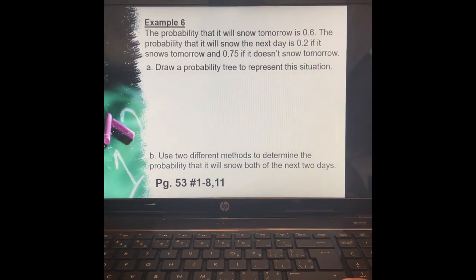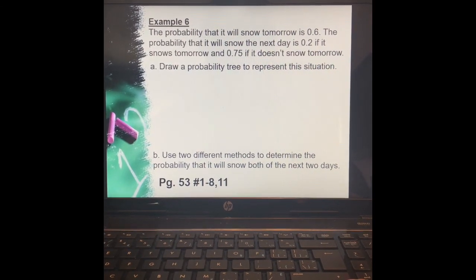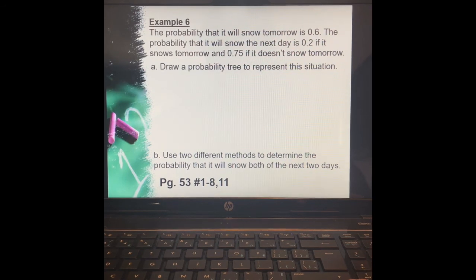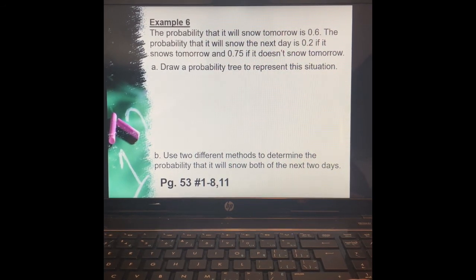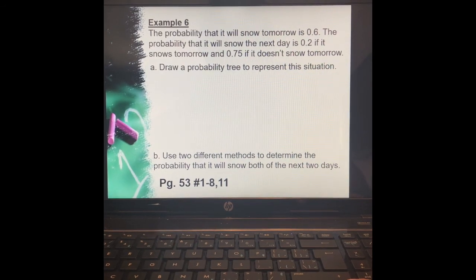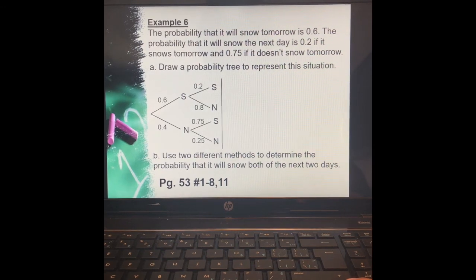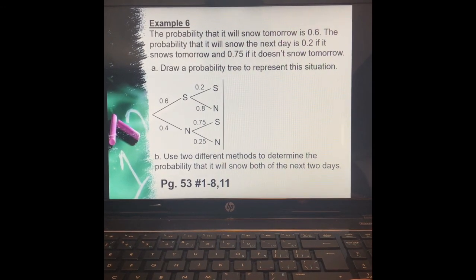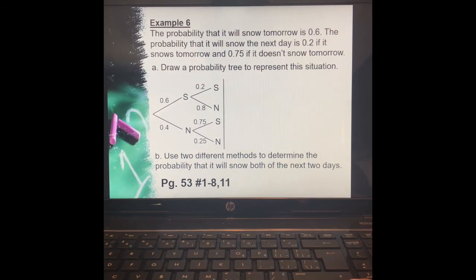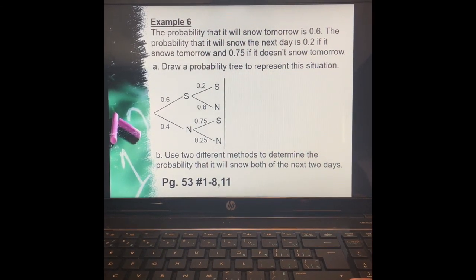Probability it will snow tomorrow is 0.6. Probability it will snow the next day is 0.2 if it snows tomorrow, and 0.75 if it does not snow tomorrow. First, draw your probability tree. So first of all, it snows tomorrow is 0.6. 0.4 is no snow. Now, from the snow, you know it will snow again at 0.2.